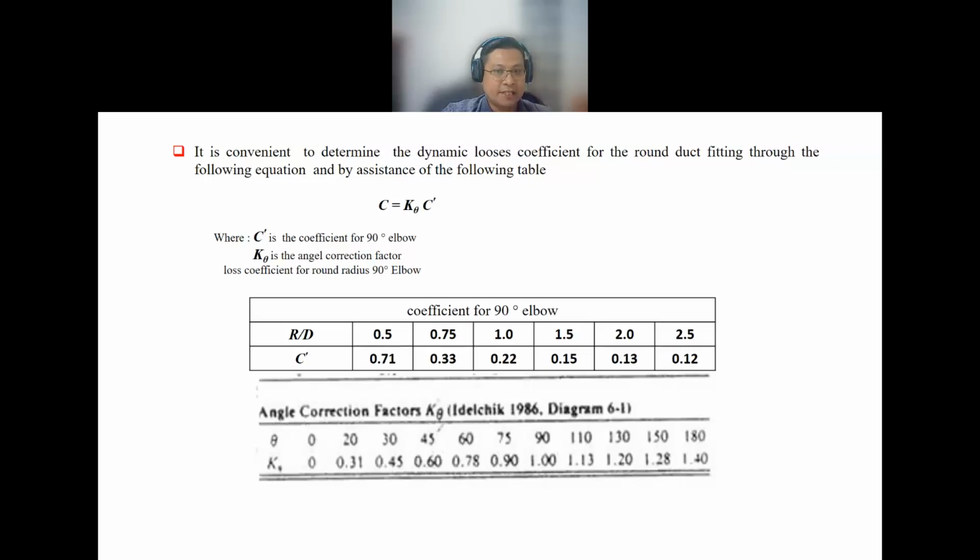So comparison, ratio, this one is a comparison with the diameter. R over D, where D is the diameter. This one is the ratio to the inner diameter, D.